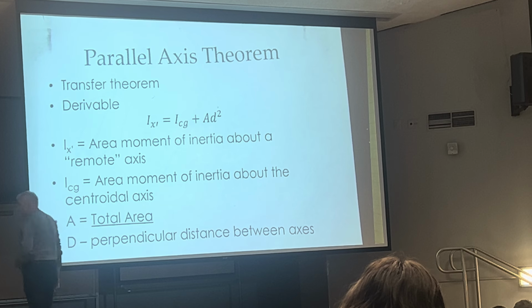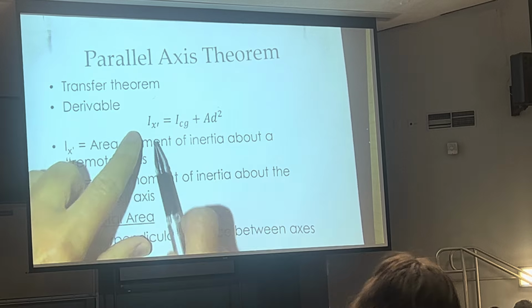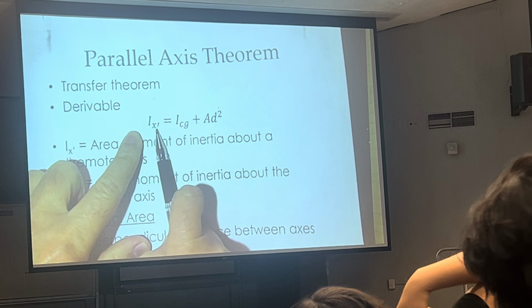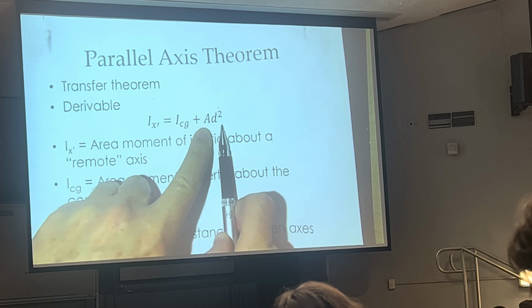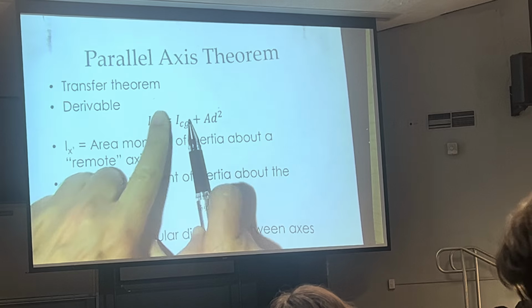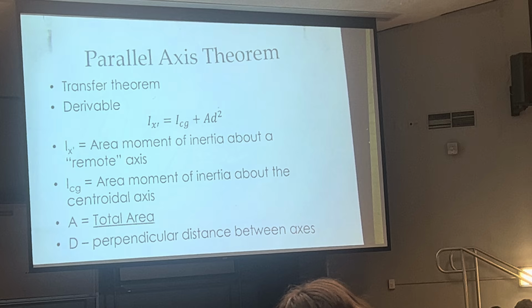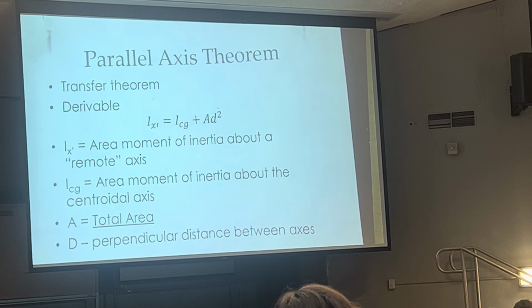But it literally says, I about some axis that you're trying to transfer to is equal to ICG plus AD squared. ICG, that is the I about the centroid. A is the total area, and D is the distance between the two axes.